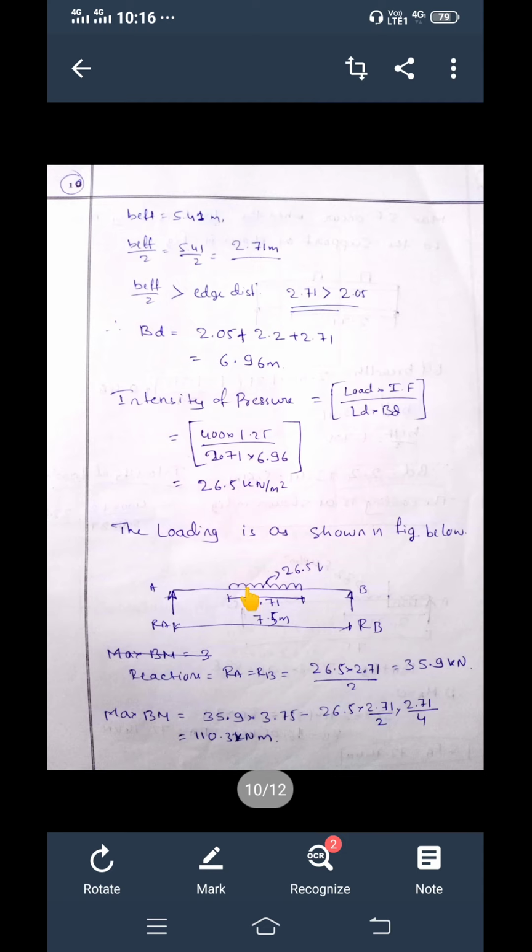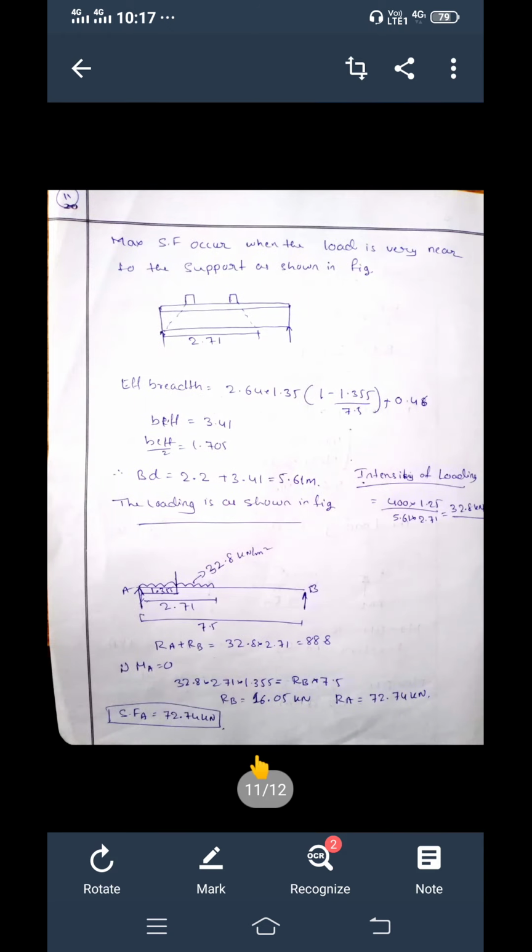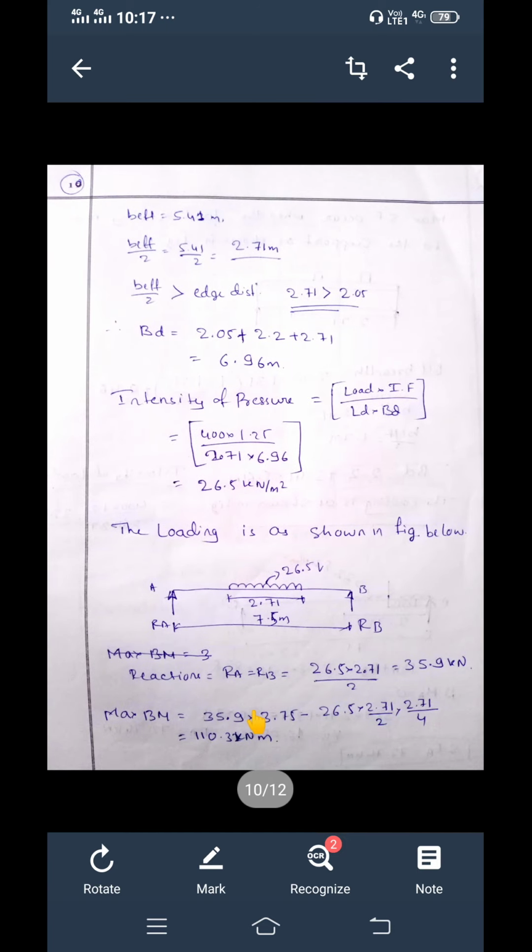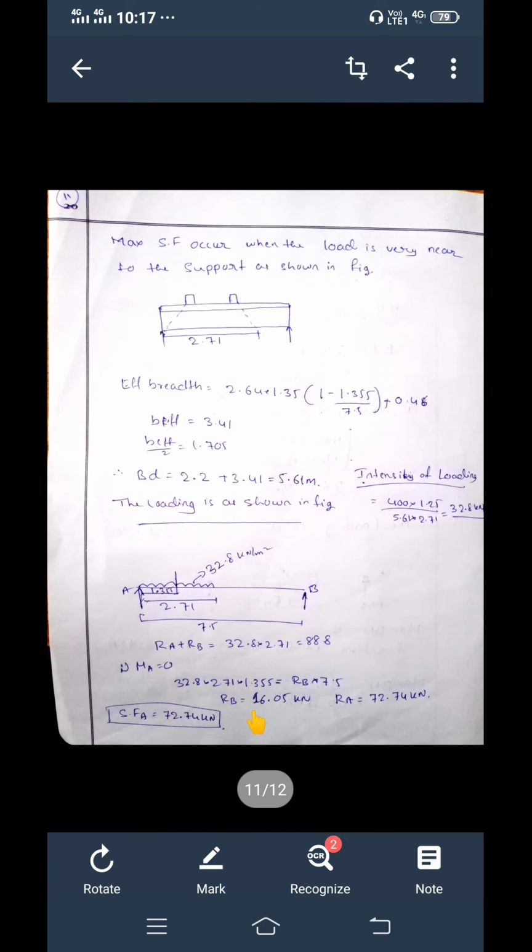Here it will be acting, isn't it? It is half of the 2.71, and again half of that. So it will become 26.5 into 2.71 by 2, which gives the load, and the moment arm is 2.71 divided by 4 because it is a 1/4 part. It is a hogging bending moment, so we consider it negative. So the maximum bending moment we calculate as 110.3 kilonewton meter.